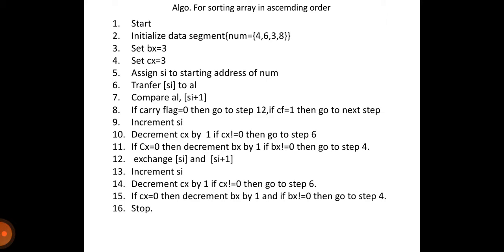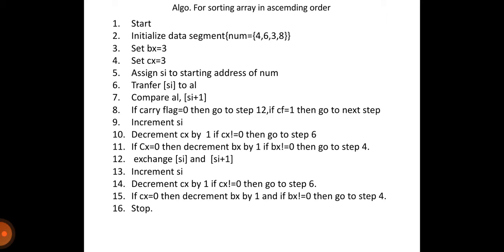So to execute the next pass of the outer loop, we have to decrement BX by 1, and if BX is not 0, then execute the second pass of the outer loop. You can see, if CX is 0, then decrement BX by 1, and if BX is not 0, then go to step number 4. Step number 4 means what? Again execution of the inner loop for the second time, for the second pass of the outer loop.